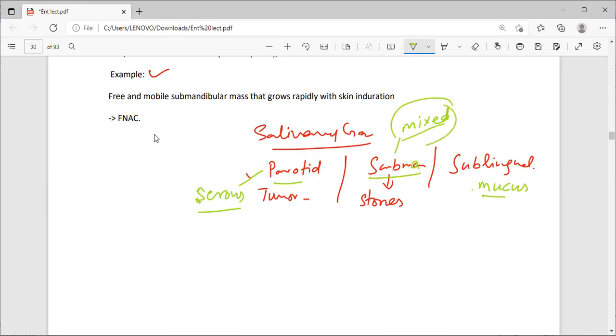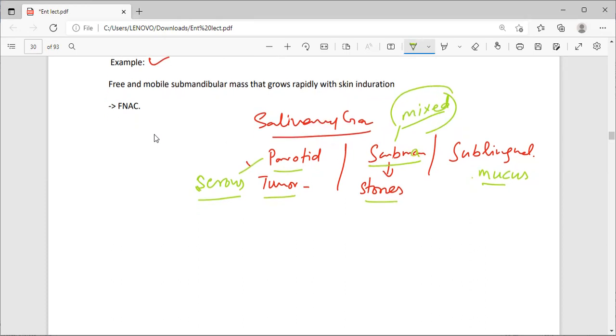Okay, so it will give you stones. Okay, but the parotid will give you tumors. Okay, now let's move further. So basically, the tumors are 80% contributed by the parotid gland. Okay, and these are pleomorphic adenomas, and 80% of the pleomorphic.